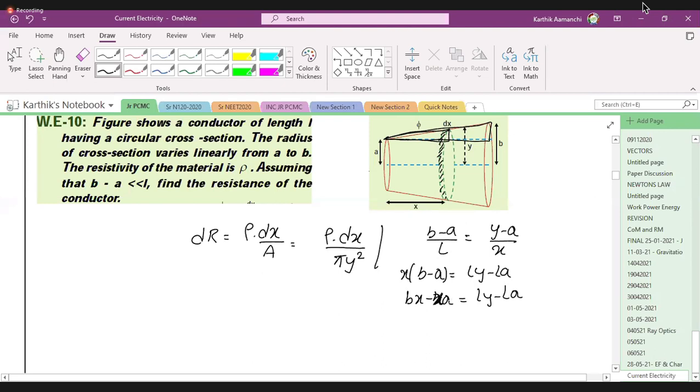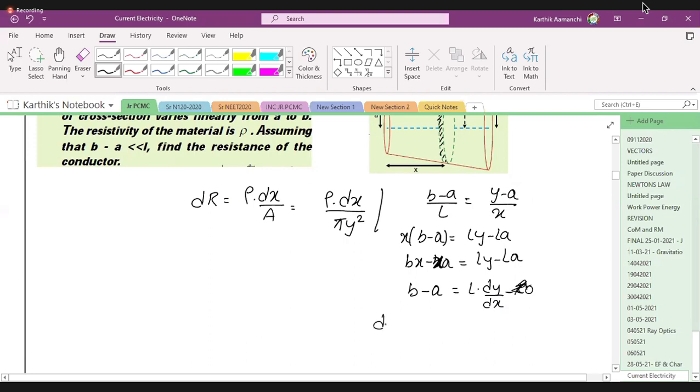Correct? I'm going to differentiate both sides with respect to x. So it will be b minus a is equal to L dy by dx minus this will be L. This is constant, right? So this goes to 0, isn't it? Minus 0. So from this, dy divided by dx is nothing but b minus a divided by L.